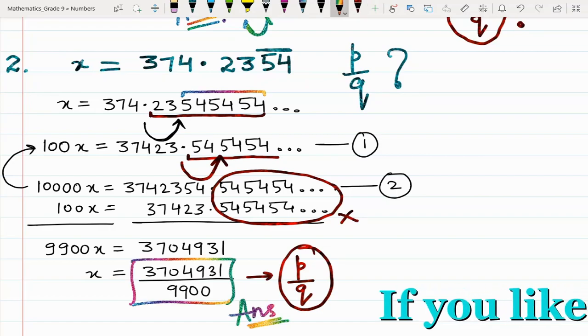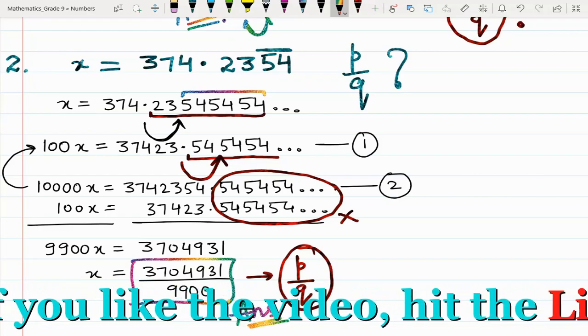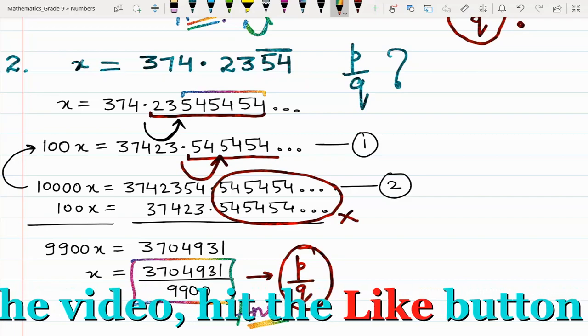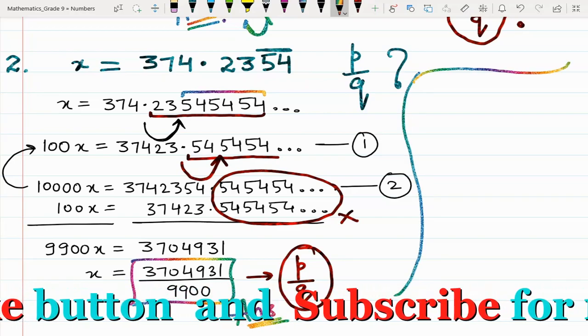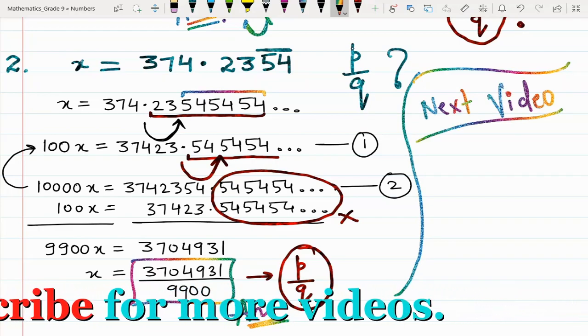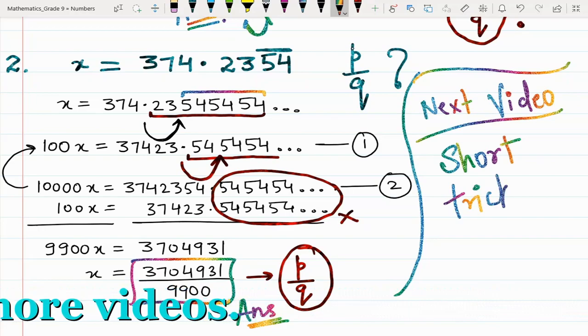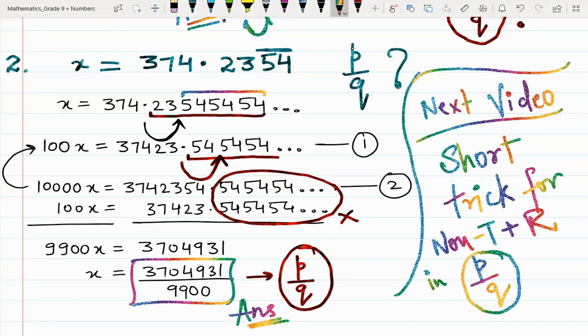So you have learned now how to write mixed forms and simple forms for these non-terminating and repeating numbers in the form P over Q. So the concept of rational number ends here, but wait. We have something else. As I already mentioned in my last video, I'm going to give you a short trick for writing the non-terminating and repeating numbers in the form P by Q, where you don't need to work on these two equations and you can directly get your answer in just 3 seconds.